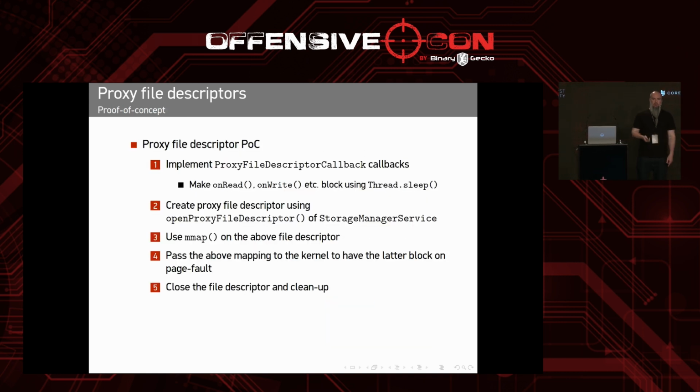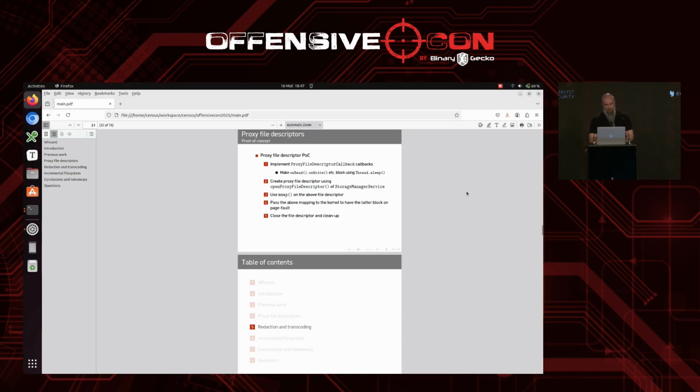So I think we have enough information to create a proof of concept, right? So what we do is that we implement our own onRead and onWrite callbacks. We use openProxyFileDescriptor. We map the file descriptor and pass it to any system call that will access this memory region. And we will see how it faults and blocks.